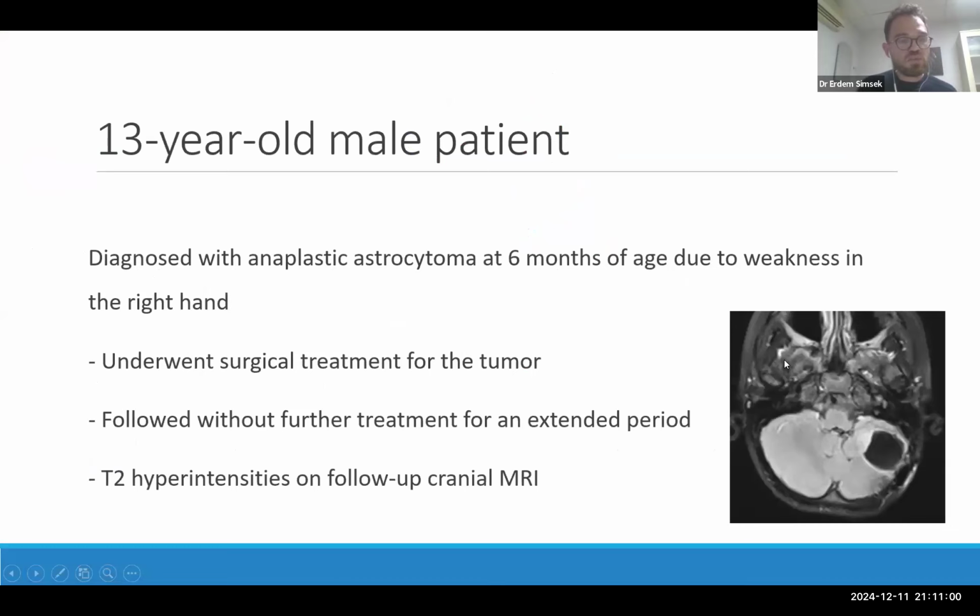This is a 13-year-old male patient who was referred to us after the discovery of new T2 hyperintensities on his cranial MRI, and these lesions raised suspicion for a demyelinating disease. His history included weakness in his right hand from the age of 6 months, and he had been under observation for an anaplastic astrocytoma, which was surgically removed.